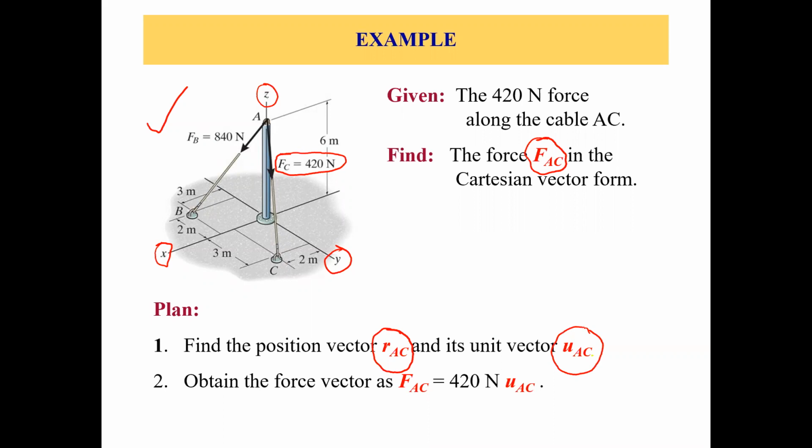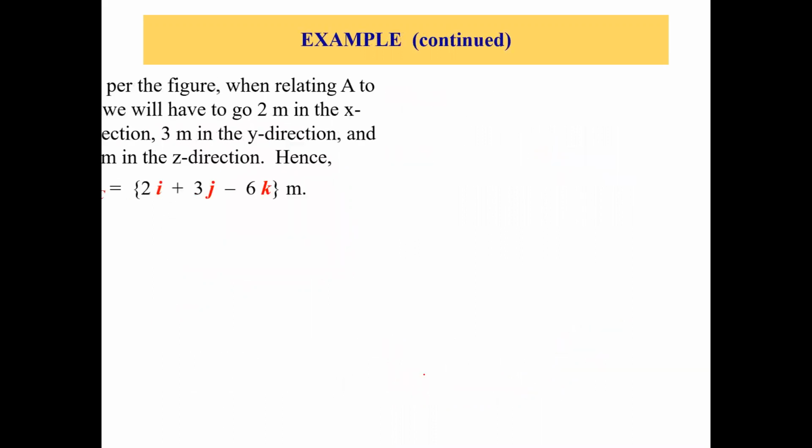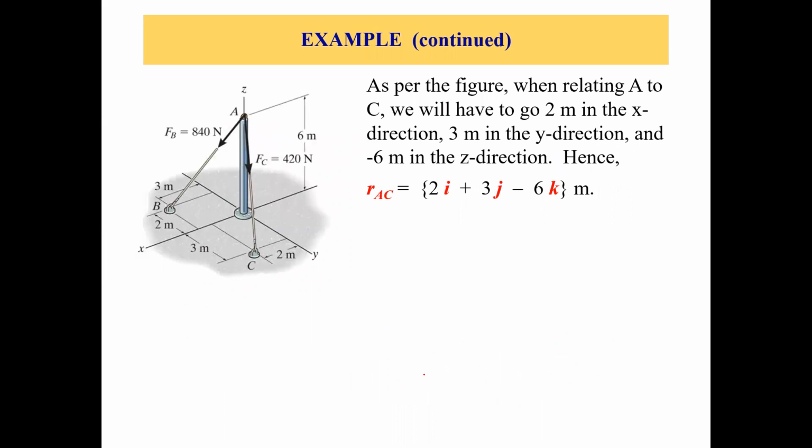Next step, we'll find the force vector F sub AC in Cartesian form. F sub AC equals F times U sub AC. So F is 420 newtons times U sub AC, which we found in the first step. So that's how we'll find this F sub AC in Cartesian form. All right, so let's move forward and see how we do it.